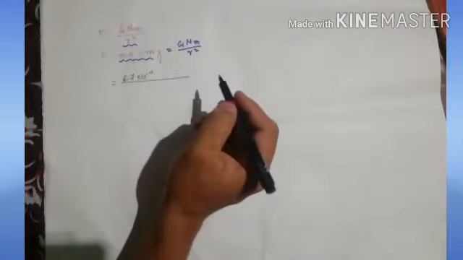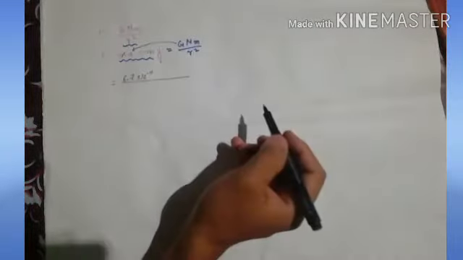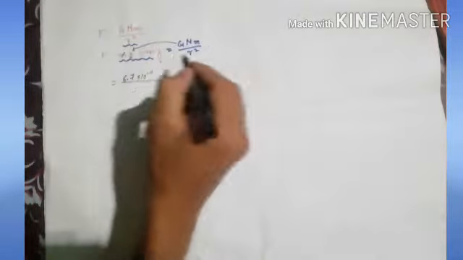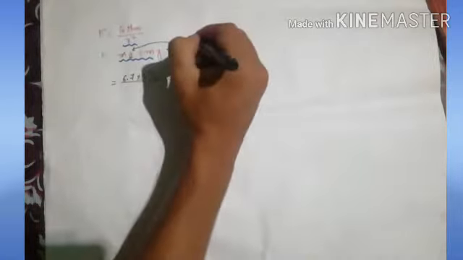The value of capital G is 6.7 into 10 to the power minus 11. And if you compare these two formulas, you will see small m will cut off, and here only a will be there, and here capital G, capital M by r square. Capital M means the mass of earth.